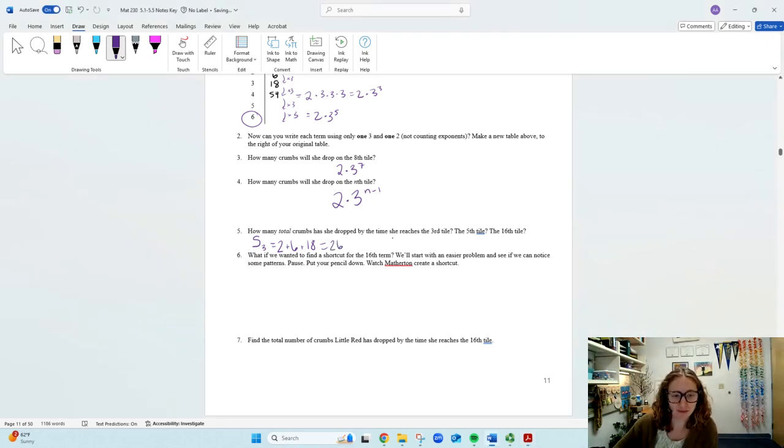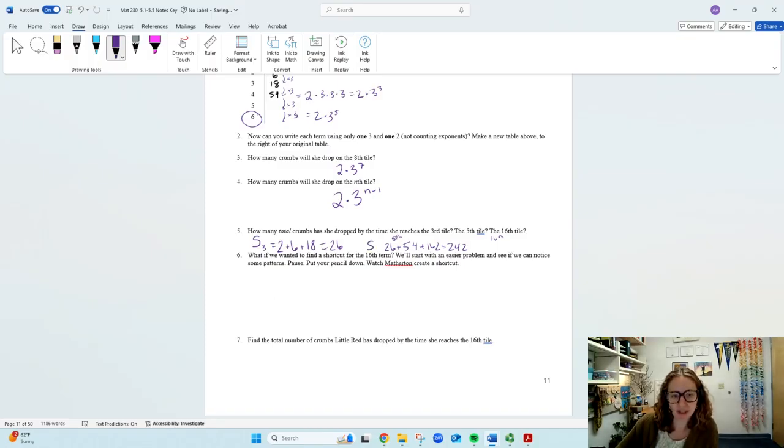On the 5th tile, again, 2 plus 6 plus 18, or I could just start with that 26, and then she also dropped 54 the next time around and 162 the next time around, which is another multiplication by 3. So she's already dropped 242 crumbs by that time. I do not want to do this for the 16th tile. I don't want to add all of those up. So I actually want to find a pattern here.